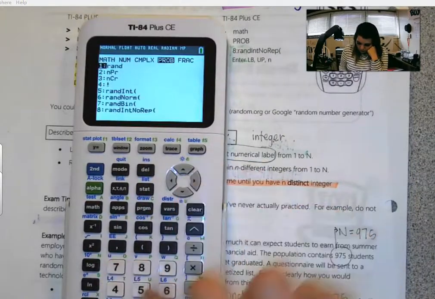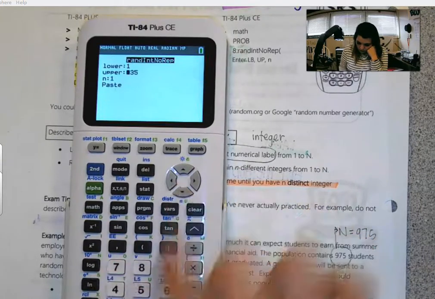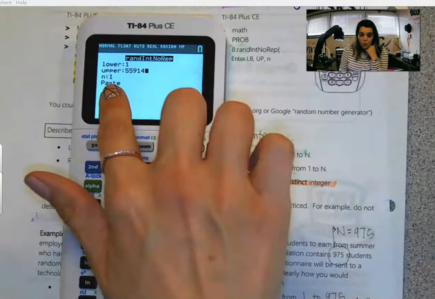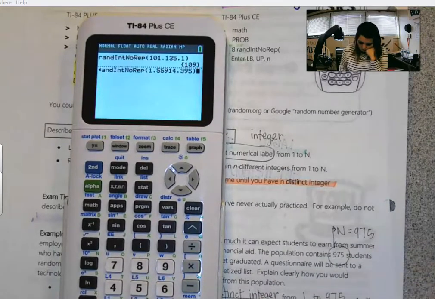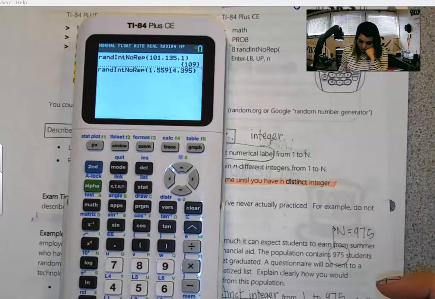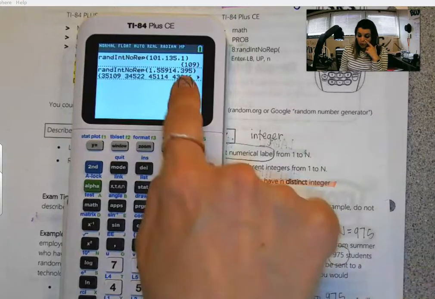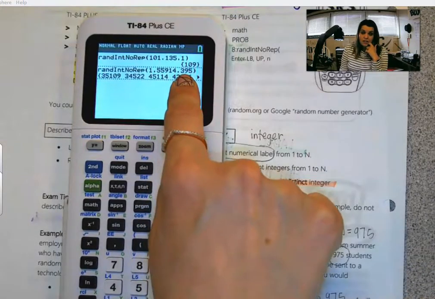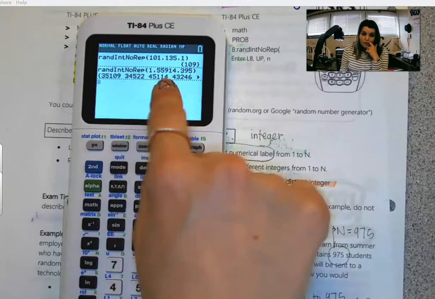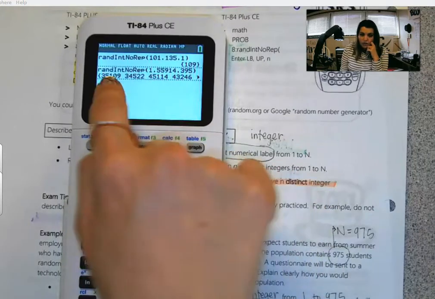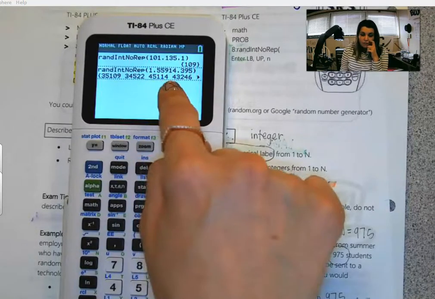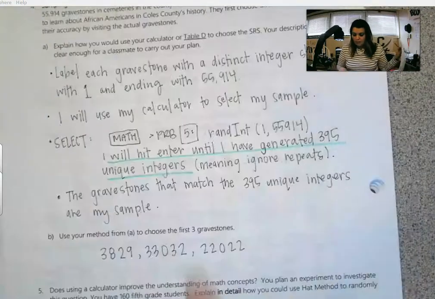So math, probability, 8, 1, 55914, you just say 1. Actually, I wonder if it would do 395. It will. So your calculator, if you have the newer one, will actually pull 395 random integers from 1 to 55,914. That's pretty cool. So if you have this newer calculator, your first 3 will be what you write down right here.